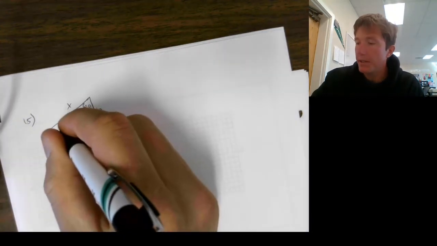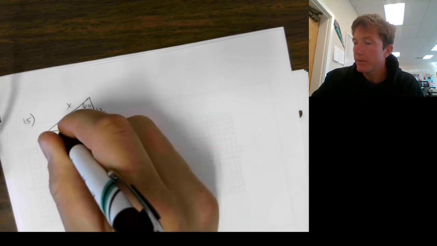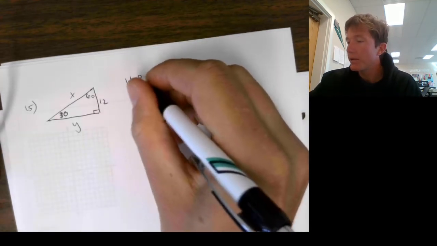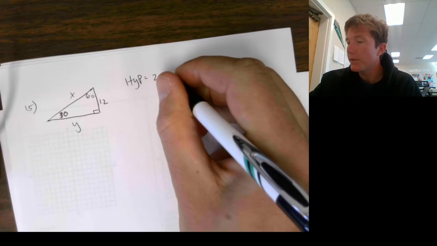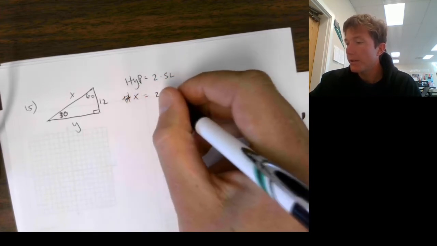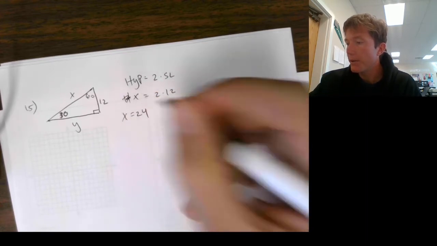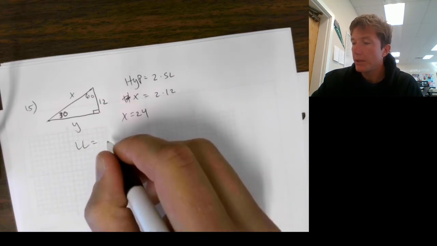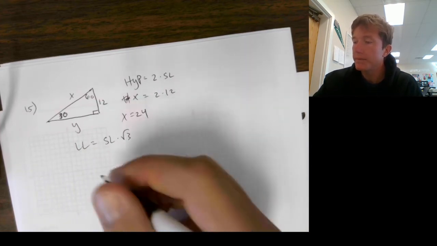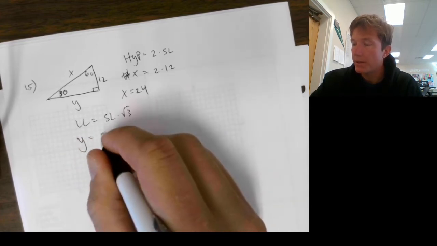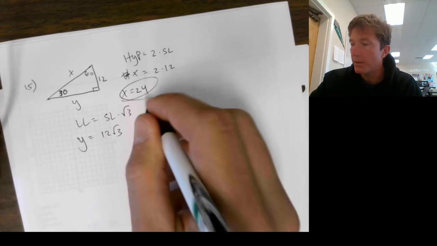So this is a 30-60-90. My short leg is equal to 12 units. So my hypotenuse is going to be 2 times the short leg. The hypotenuse here is x, so that's 2 times 12. X equals 24. The long leg is going to equal the short leg times root 3. And so y, which is the long leg, is equal to 12 root 3. So we're done there.